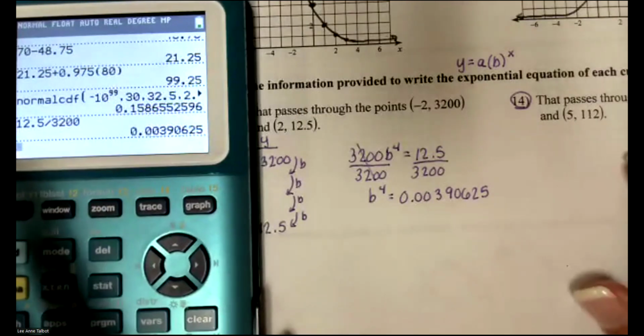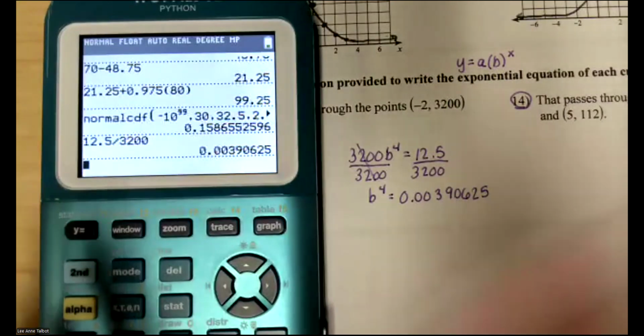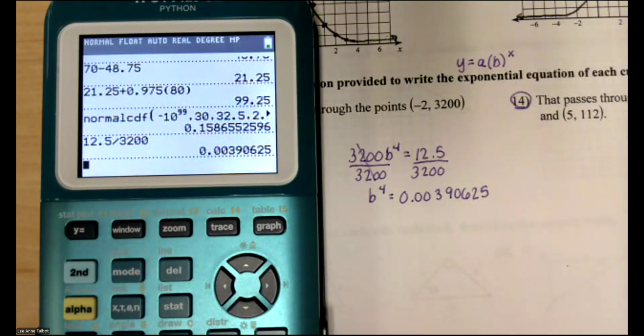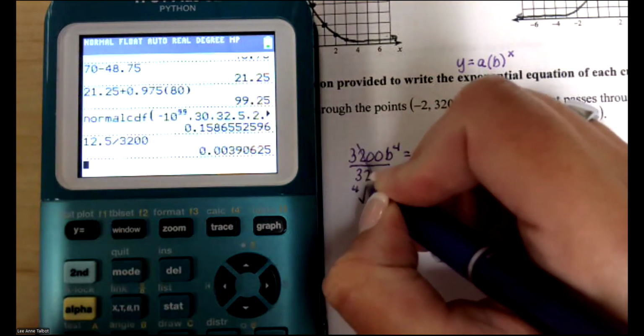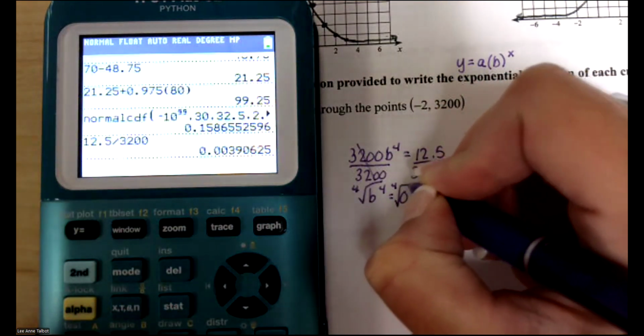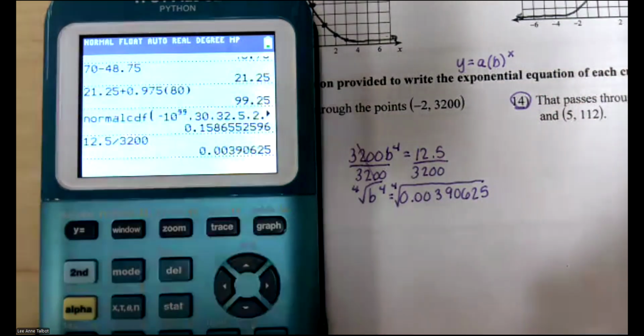Okay, now how do I undo the 4th power? The 4th root. Okay, so you write it like this. You write a little 4 with a root.